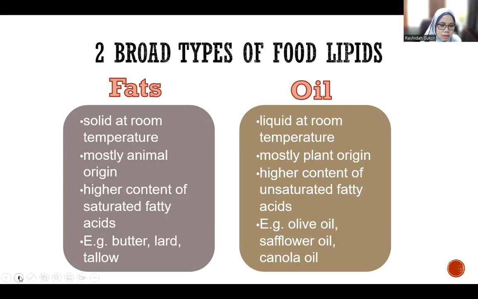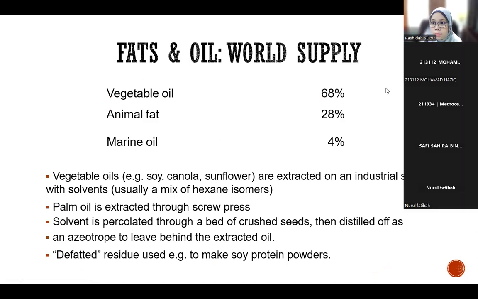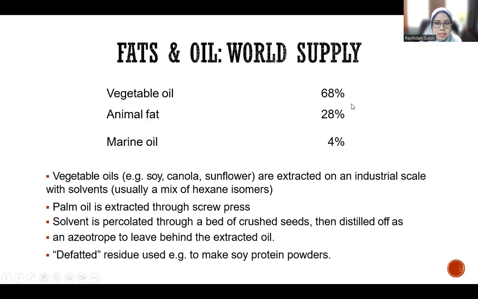Okay, in nature. Okay, for fats and oils in the world supply, vegetable oil is about 68%. So you see that in the market, people use a lot of vegetable oil, including palm oil. And the animal fat being used in certain types of food products is about 28%, and marine oil ni dari mana? Marine oil ni is from fish oil. Fish oils are mostly being used as a supplement.